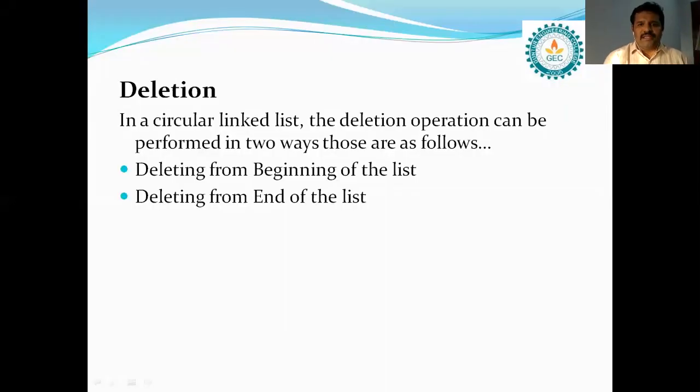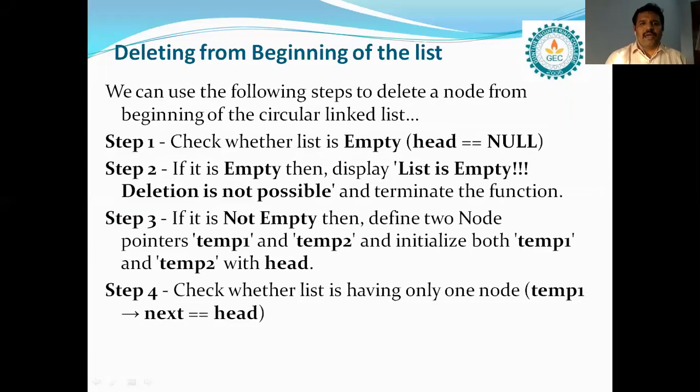In circular linked list, the deletion operation can be performed in two ways: deleting the node from the beginning of the list and deleting the node from the end of the list. First, we will discuss deletion of a node from the beginning of the list. The procedure: check whether the list is empty.